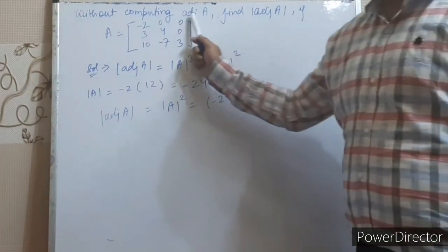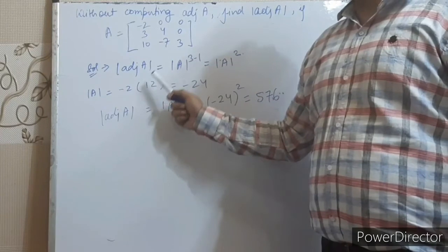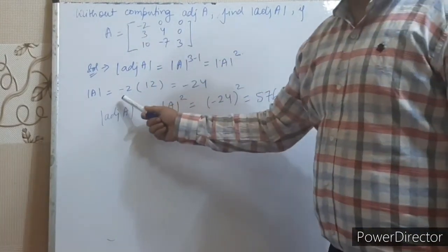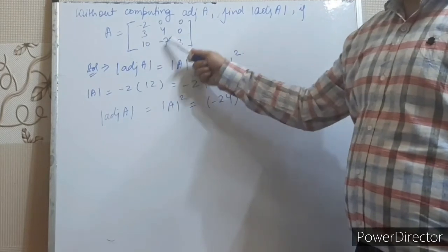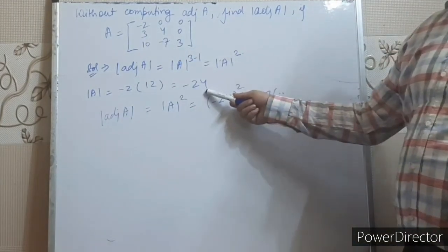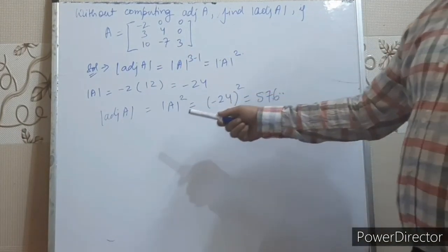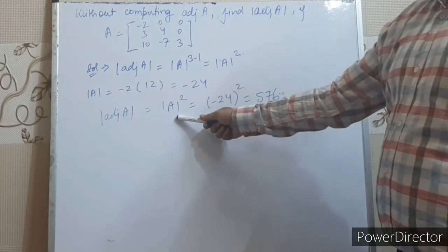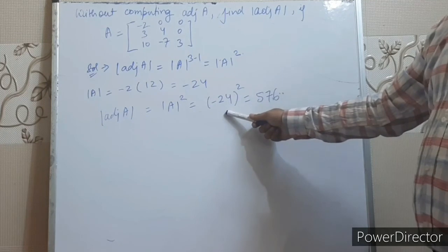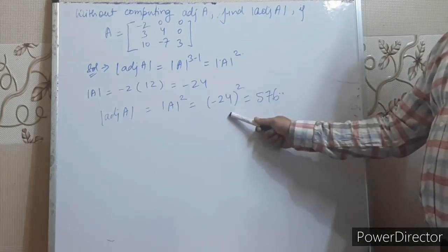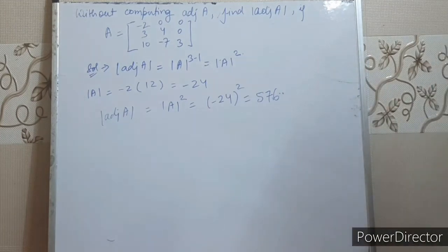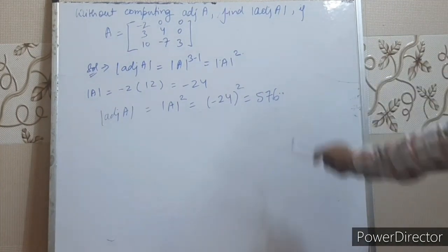Now if you find the value of the determinant of this matrix, what will you get when you expand this along row 1? Minus 2, 12 minus 0, it will be minus 24, right, children? So the determinant of adjoint A equals determinant of A square, that means (minus 24) square, and the square of 24 is 576. So the value of determinant of adjoint A is 576. Please note down.